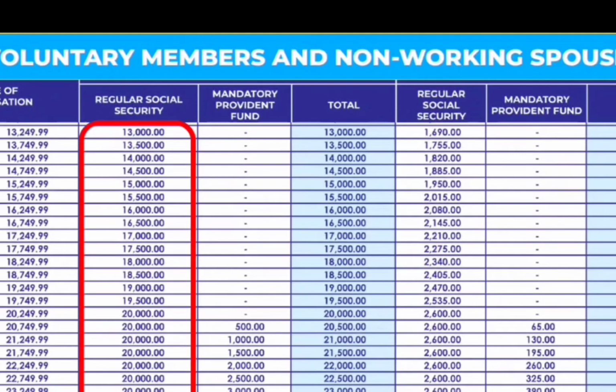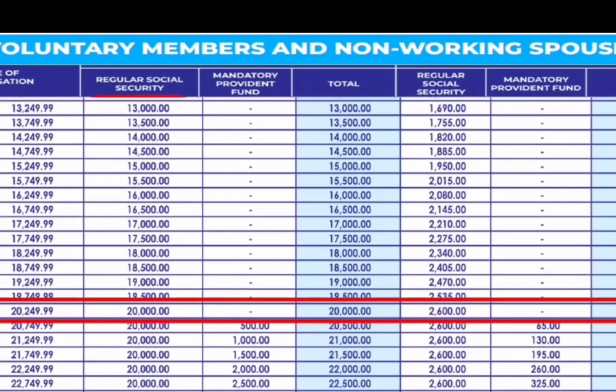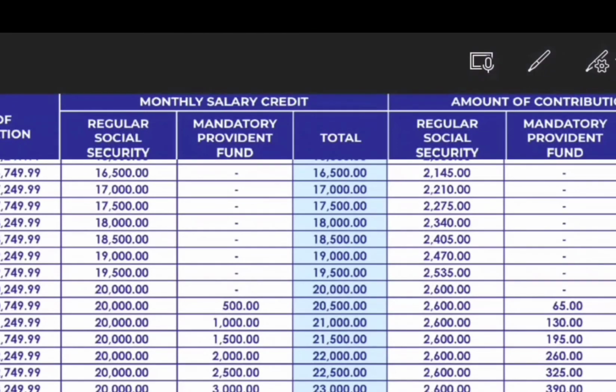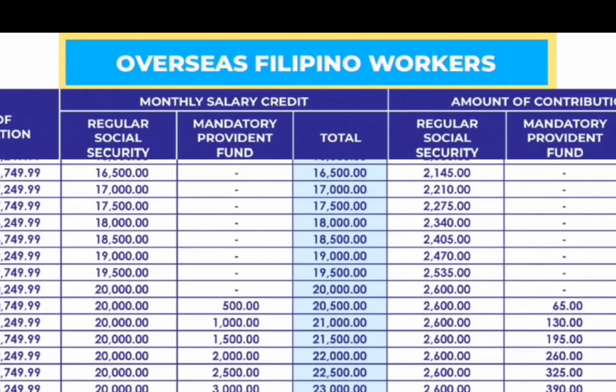Sa voluntary members and non-working spouse naman, ito yung contribution table nila. So, ang kaibahan lang dito, wala silang employees compensation. Pero meron naman silang mandatory provident fund. So again, example, for an MSC of 20,000 pesos, ang magiging total contribution niya lang is 2,600. Sa OFW naman, ito yung picture ng contribution nila. Meron silang regular SS pero wala silang EC, pero meron silang Provident Fund.